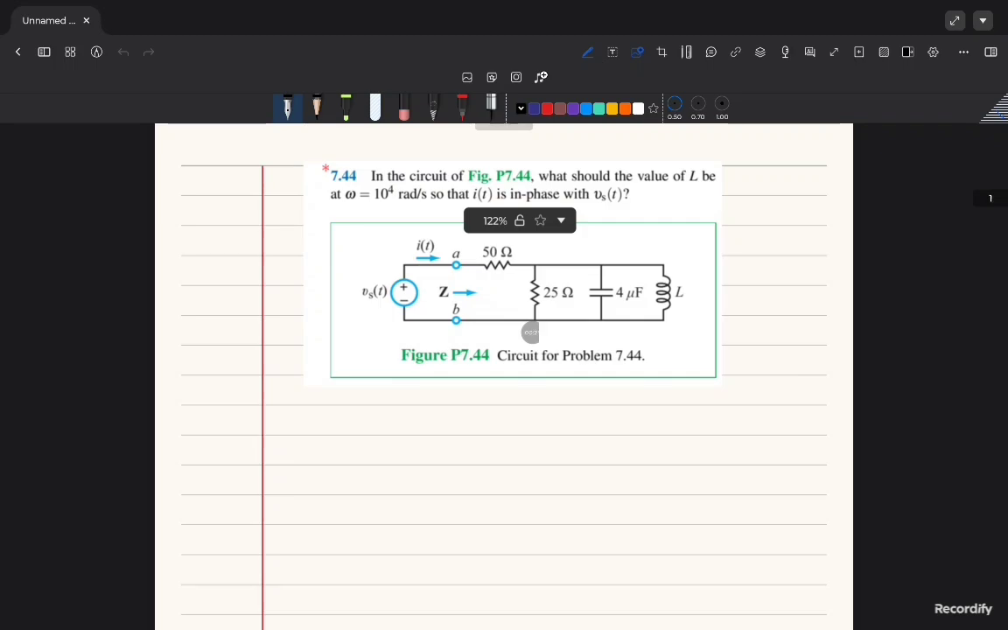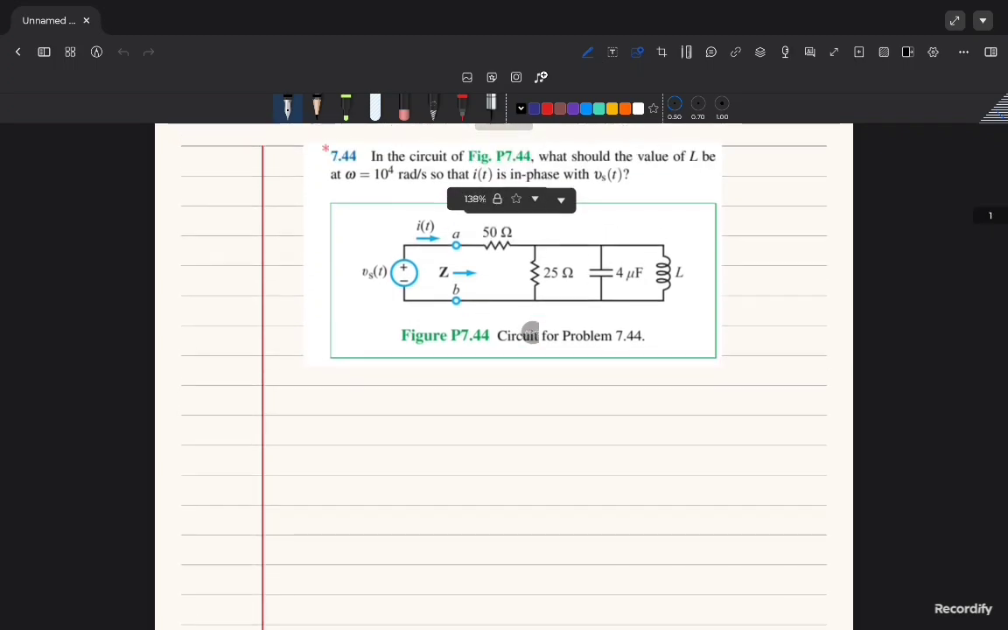At first, there's something we gotta know: when the current and the voltage are in phase, the circuit is at resonance, meaning the total impedance of the load is purely real. No imaginary components are allowed. Let us dive into this question, and let's start with the first part.